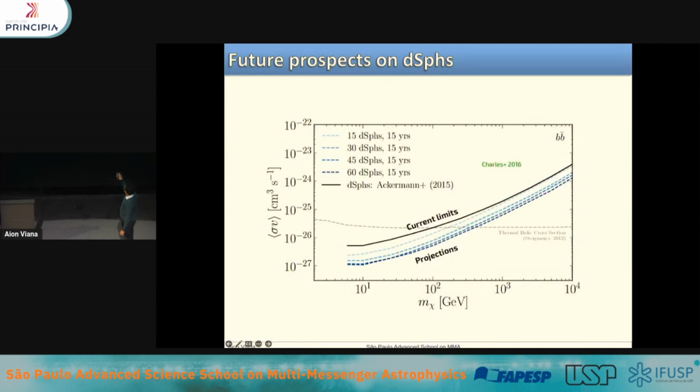So this is a projection of the limits that we expect from Fermi. This is only for Fermi. If we have, instead of 15, 60 dwarf galaxies in 15 years of observation, you actually start to push this line towards higher masses. So that's how normally these limits go.